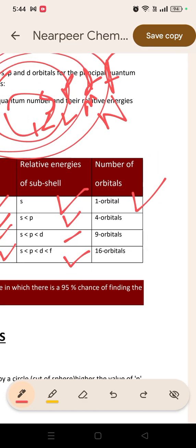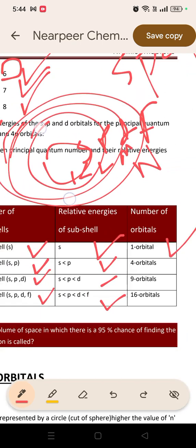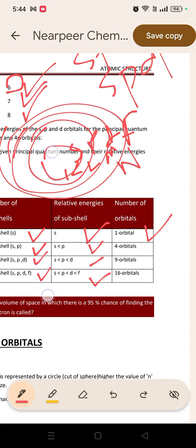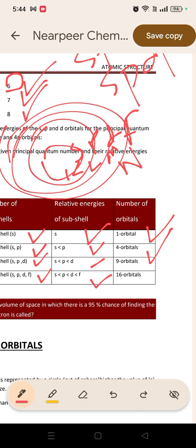Then they tell about the orbitals. There is one orbital for the first shell. Then the orbitals become 4, then 9, then 16, because the number increases.